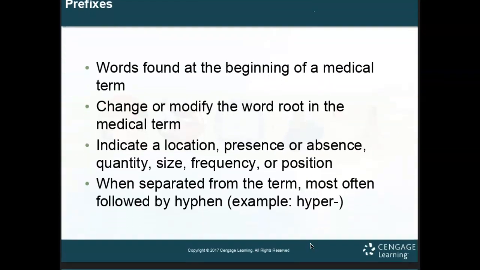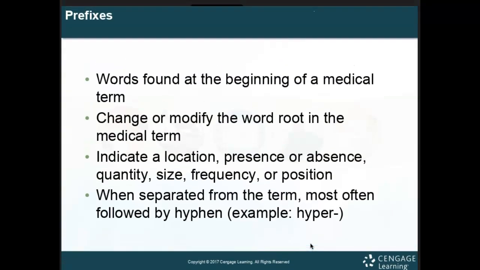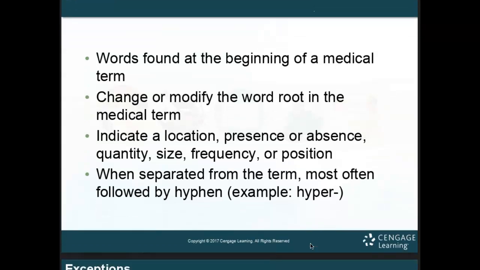Prefixes, we know, are words that are found at the beginning of a medical term. They change or modify the word root in the medical term. They indicate a location, a presence, or absence of something, quantity, size, frequency, or position. And when they're separated from the term, they often are followed by a hyphen. So for instance, hyper has a hyphen at the end, and hyper means excessive, more than normal, or above average.